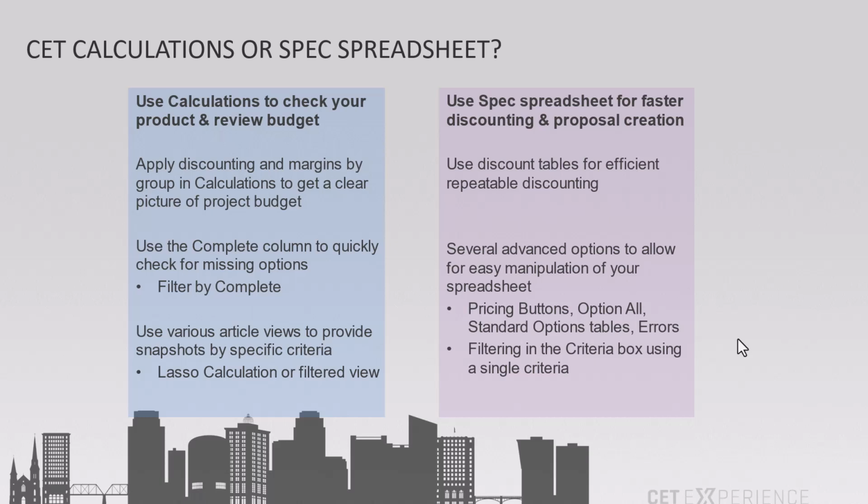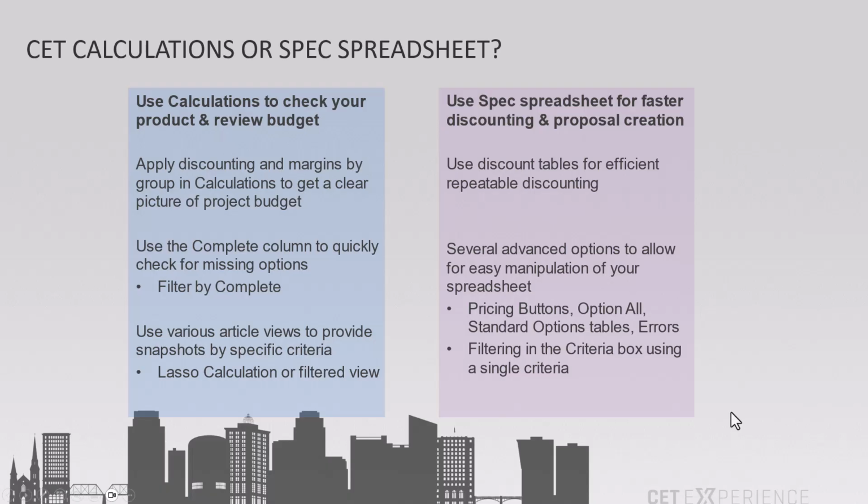Also, in spec, you have several advanced options to allow for easy manipulation of your spreadsheet. You do have pricing buttons, option buttons, standard option tables. You can check for errors. You can filter using the columns, and you can also sort and group by using criteria. When you are pricing or optioning, you can actually filter by criteria to apply that information as well.